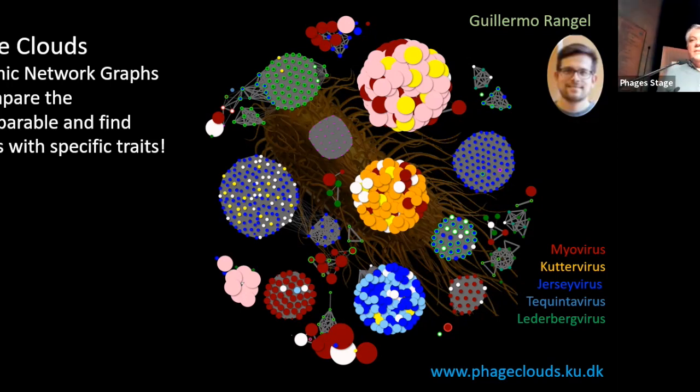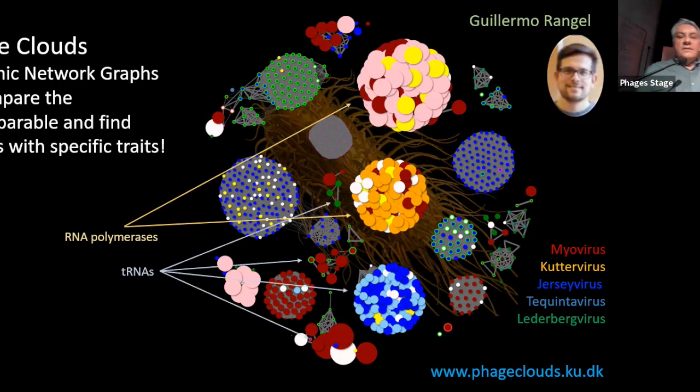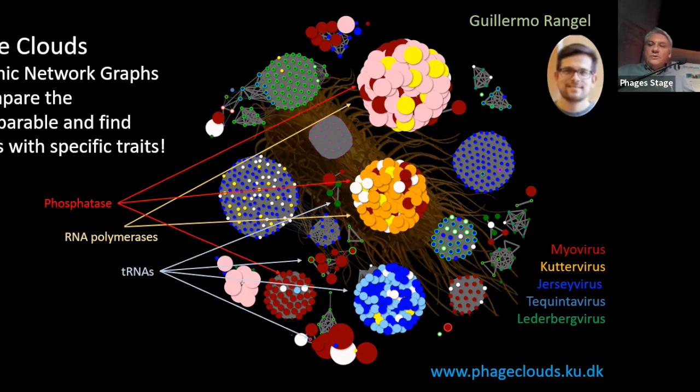Now we can put metadata on it. Do they have RNA polymerases? Only two groups have this. Do they have tRNAs? Also important for ecological strategy. Do they have phosphatases? Anything else we want to project onto it? After that, we can start running social network analysis and try to put things in context.